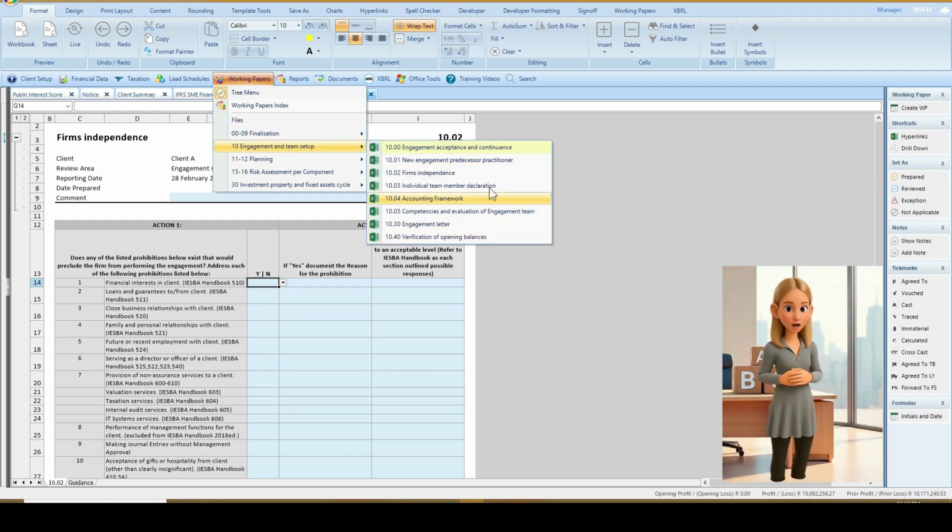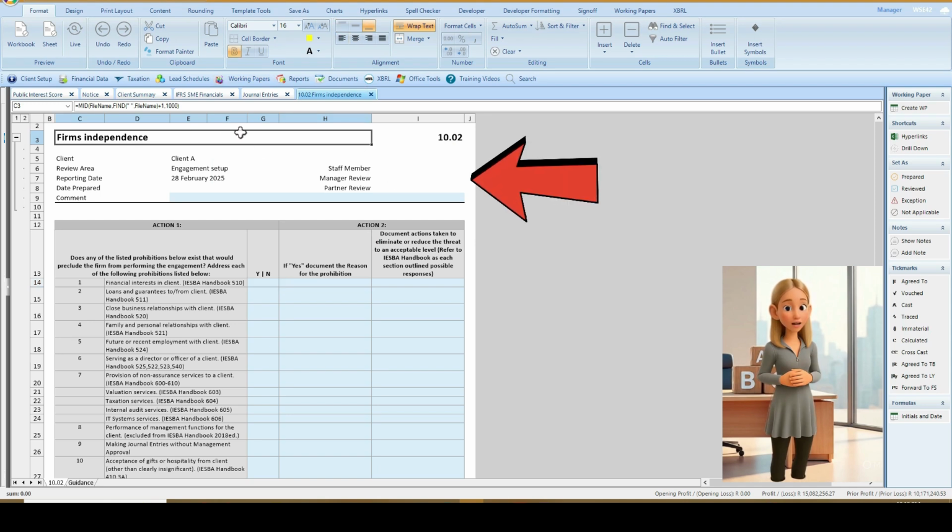You will see that there are a lot of working papers in this section, but today we're focusing on firm independence. As explained in my previous videos, documentation is everything, and the top part is very important in every working paper. So make sure you refer to my previous video if you are not sure what is expected.